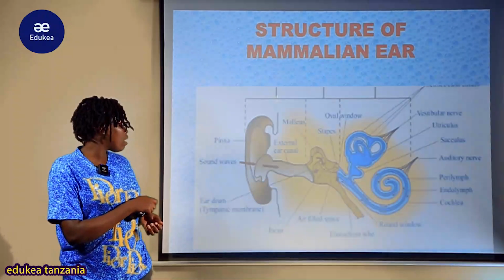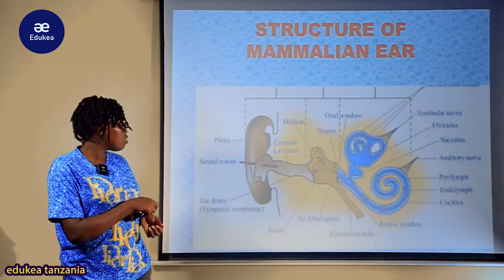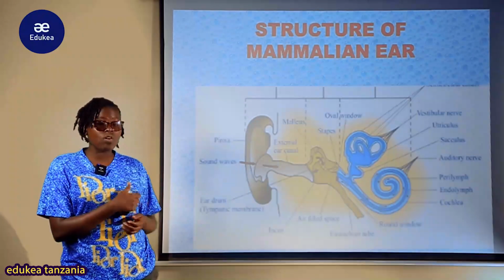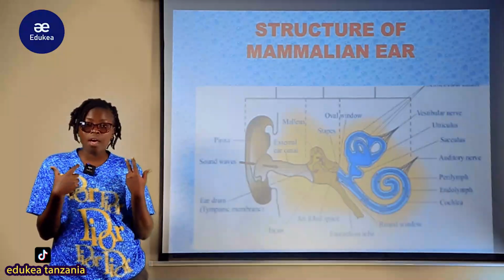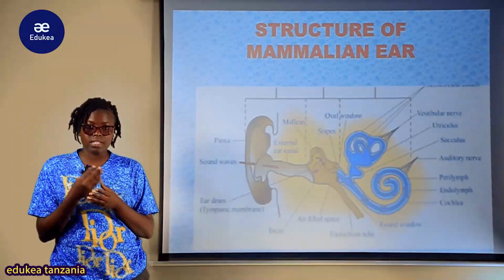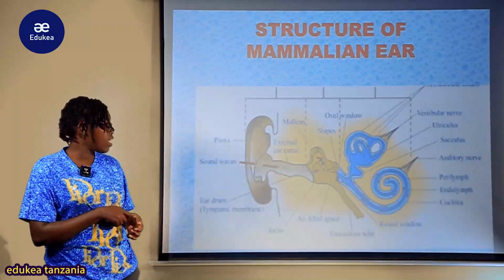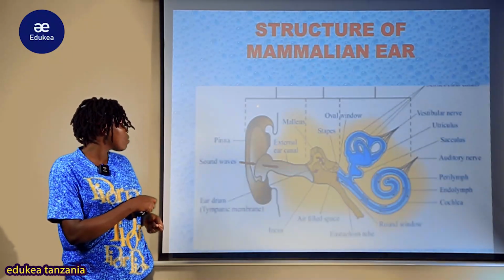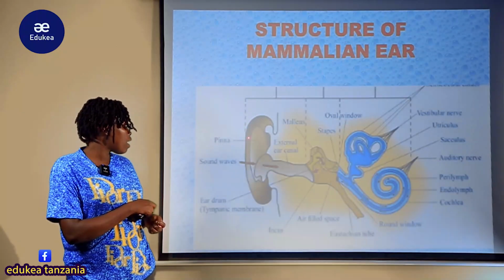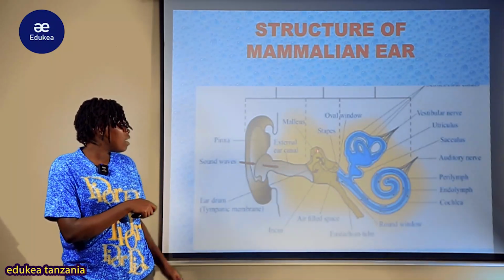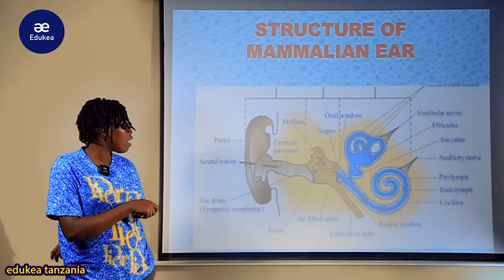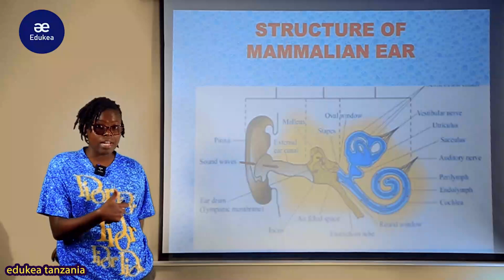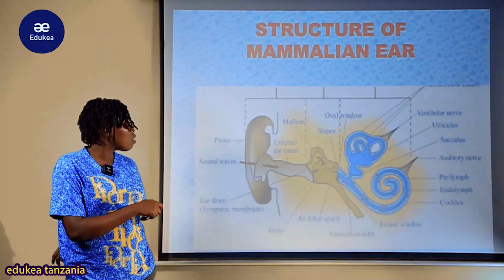So ukiangalia hapa, hii hapa ni sikio ambalo kila mtu analiona, hii hapa ni sikio la nje ambayo ndio pinna. Kazi yake ni kukusanya mawimbi yote ya sauti kuingiza katika air canal, ambayo ndio hiyo air canal inaenda katika sikio la kati hili hapa. Kwa hiyo sikio la nje limetengenezwa na pinna ambayo ina collect the sound waves, pamoja na air canal.